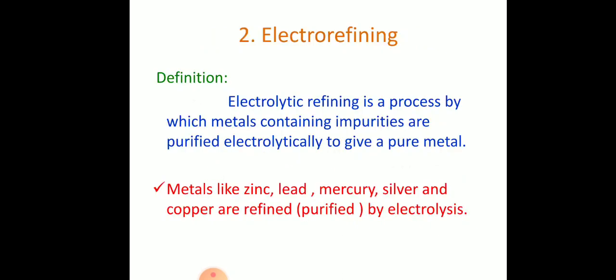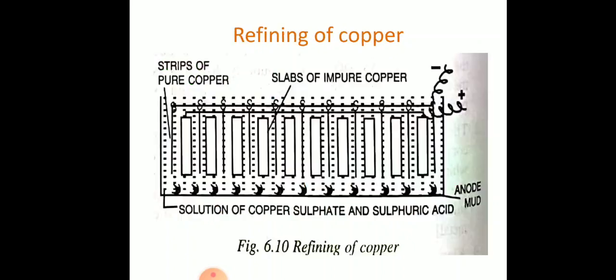Next, the second process we have is electrorefining. Electrorefining or electrolytic refining is the process by which metals containing impurities are purified electrolytically to give a pure metal. So electrorefining means the refining or purification of metal which contains impurities by passing electric current through it. Metals like zinc, lead, mercury, silver and copper can be refined or purified by electrolysis.